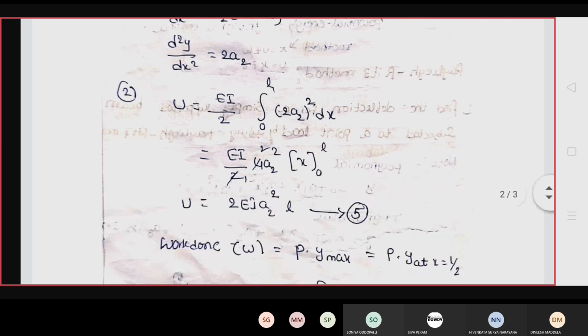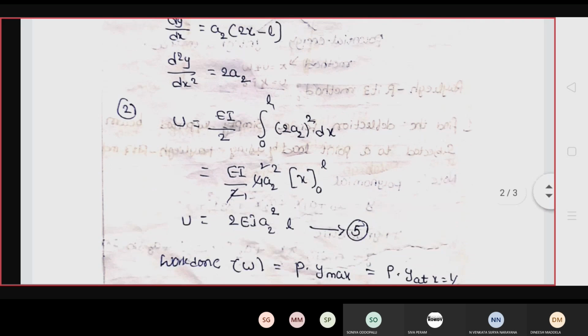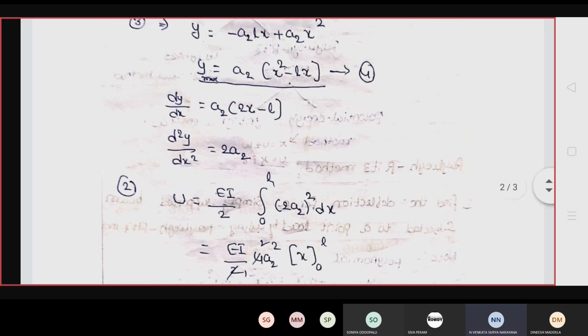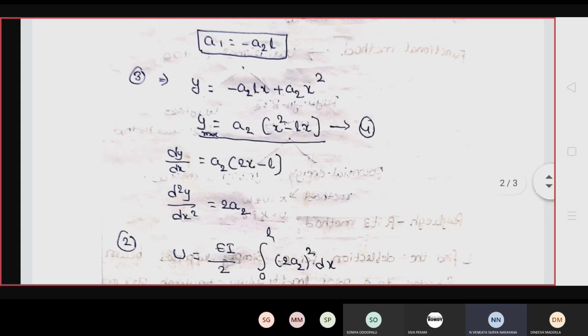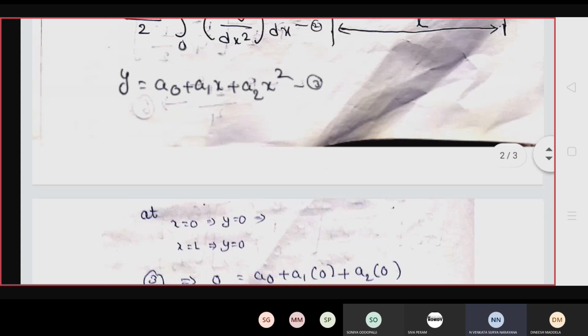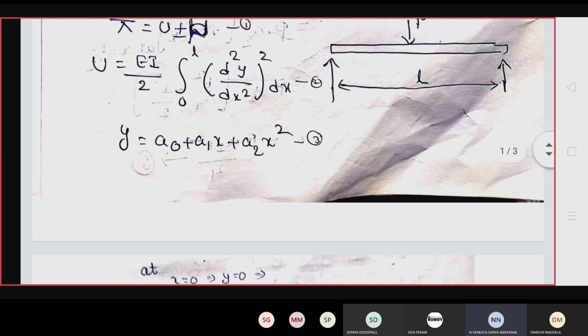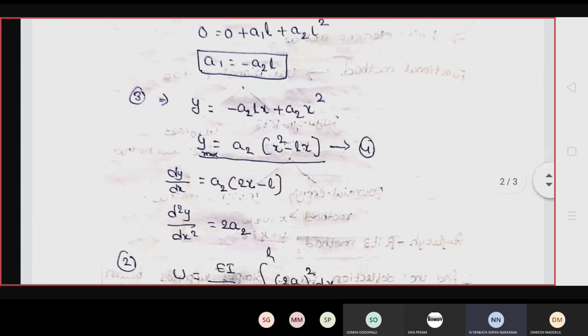Then next, from this expression, we know the d square y by dx square value is 2a2. After finding the d square y by dx square value, I am substituting it in the first equation, where U equals a by 2, integral 0 to L, d square y by dx square, whole square dx. In this expression, d square y by dx square value is 2a2, so I am substituting this value in the U equation.